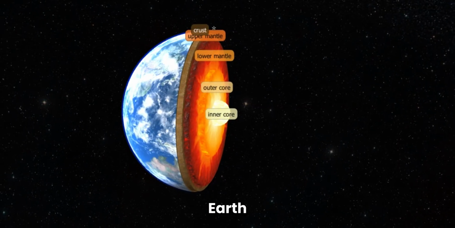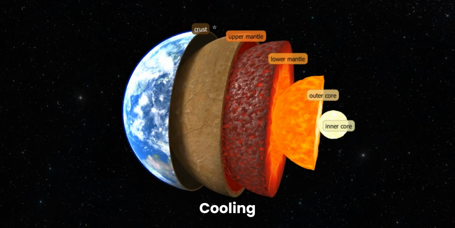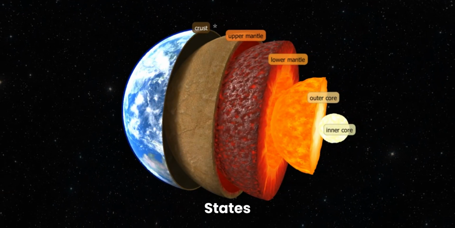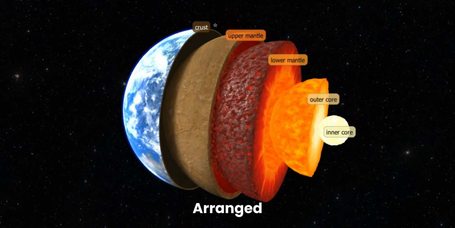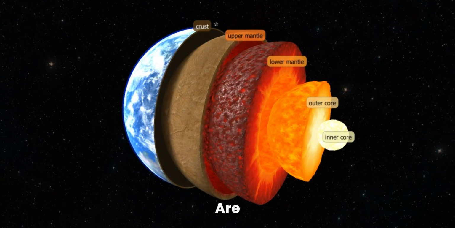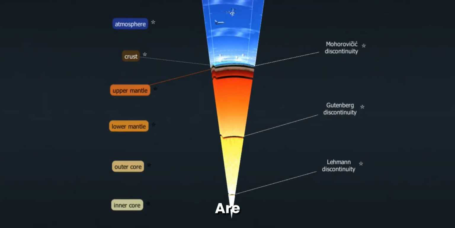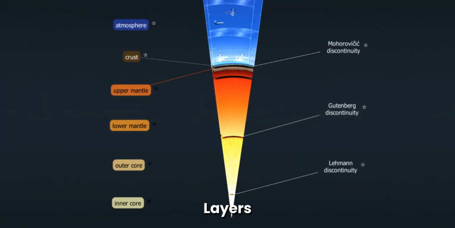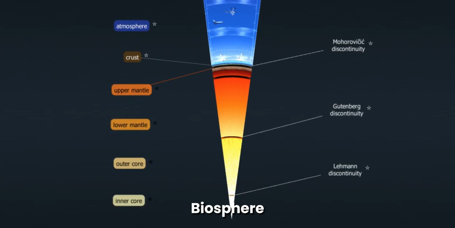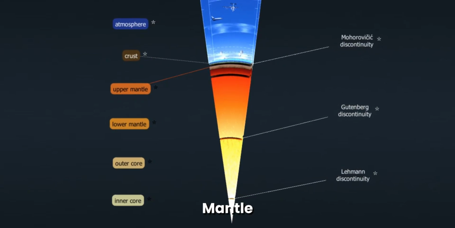The primordial Earth formed around 4.6 billion years ago. Due to cooling and rotation, substances in the gas, liquid, and solid states separated and became arranged in spherical layers according to density. These layers are called geospheres. Geospheres are grouped into outer and inner layers. The outer layers are the atmosphere, the biosphere, and the hydrosphere. The inner layers are the crust, the mantle, and the core.